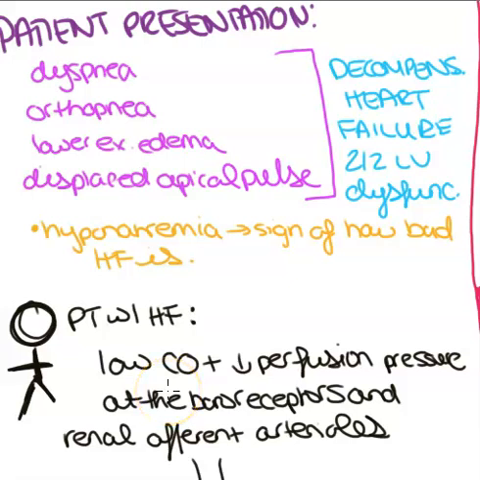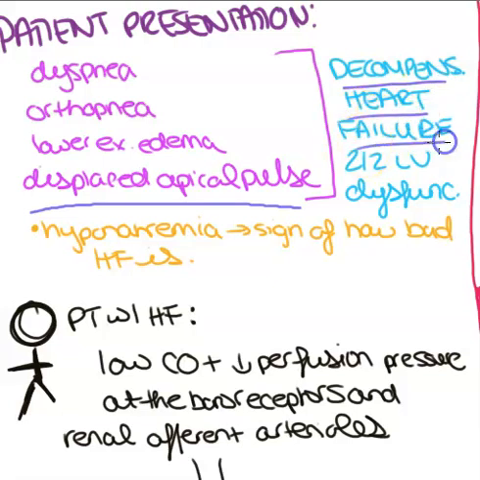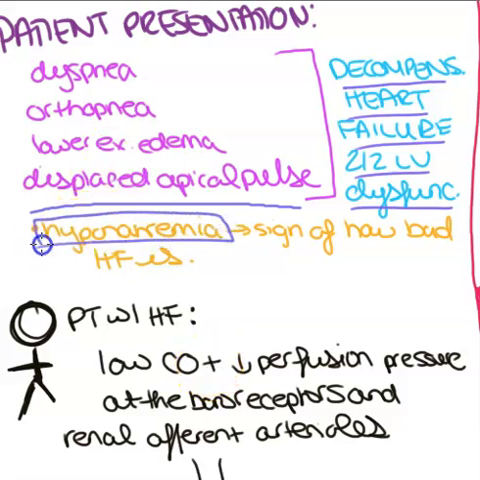In this presentation, the person who comes in has dyspnea, orthopnea, lower extremity edema, as well as displaced apical pulse. So when all of these are put together, it puts the diagnosis forward that is decompensated heart failure secondary to left ventricular dysfunction. And so in terms of heart failure, hyponatremia is an important indicator to look at because it tells you how bad the heart failure is.